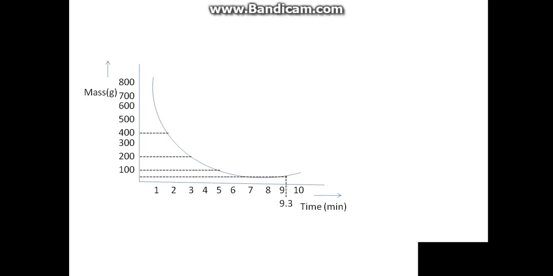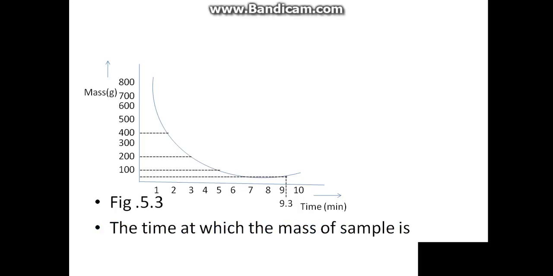Figure 5.3 illustrates the graph of mass in grams against time in minutes. The time at which the mass of the sample is 30 grams is 9.3 minutes, when traced from the graph.